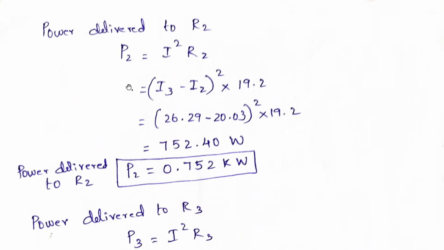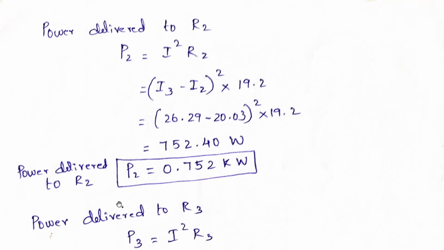So power delivered to R2 is nothing but I squared into R2, that is I3 minus I2 the whole square. So you just substitute I3, substitute I2, and R2 is 19.2. Simplify it, you will get the answer as 752.40 watts. It's nothing but 0.752 kilowatts. In kilowatts you can write it, or directly keep it in watts.